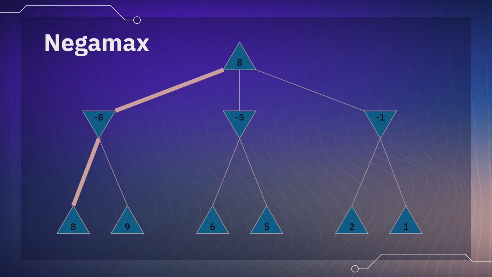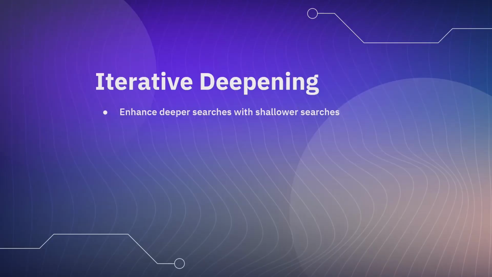So now we come to a few techniques that you can use to speed up the alpha-beta pruning search. First is iterative deepening. The idea here is that instead of doing alpha-beta pruning at depth 5 immediately, for example, you do alpha-beta pruning at depth 1 first, then depth 2, all the way until depth 5. The idea is that you can use shallower searches to enhance deeper searches. So what do I mean by this?